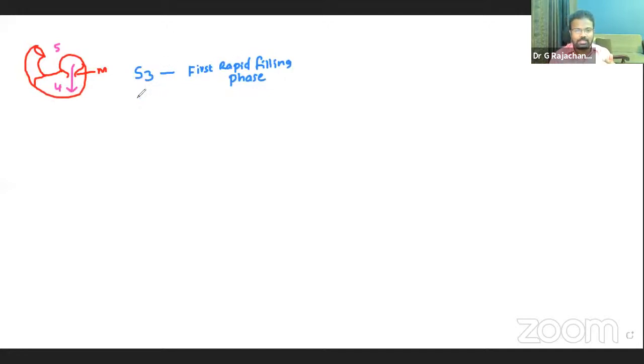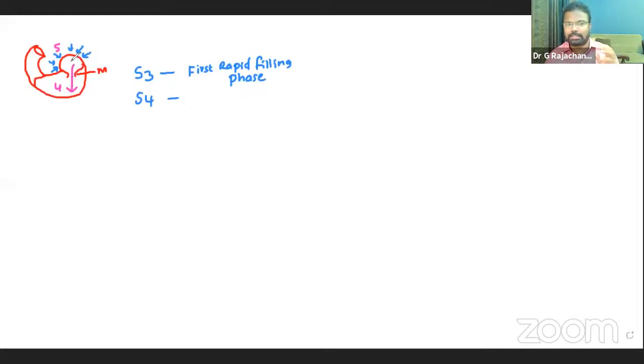Now, let us discuss what is S4. After almost 80% of the blood from the left atrium is emptied into the left ventricle, only 20% of the blood remains in the left atrium. The pressure in the atrium and the ventricle are equalized. When the pressure is equalized, the left atrium now contracts. When the left atrium contracts, the blood moves to the left ventricle. How much blood? Only the last remaining 20%.